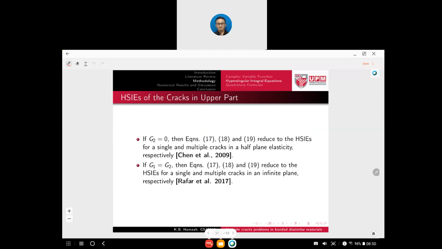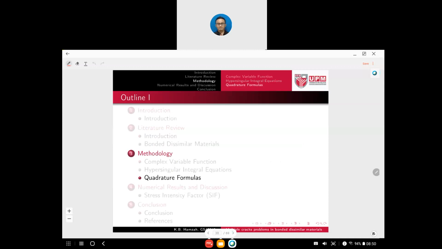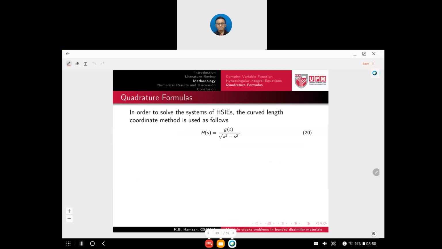If we set G2 equal to 0, our equations reduce to the case of half plane. If we set G1 equal to G2, our equations reduce to the case of infinite plane. In order to find the numerical method, we use the quadrature formula as equations 20, 21, and 22.